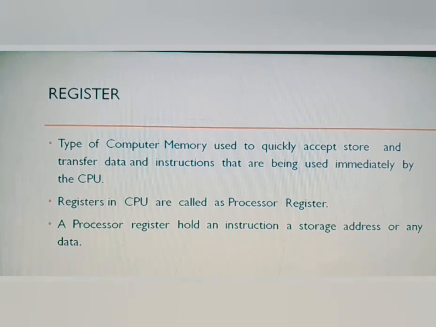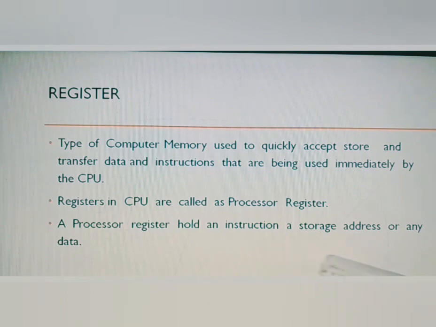So register, the register in the CPU, has another name, it is your processor register. It is also called your processor register. So what is the processor register going to do? It holds an instruction, a storage address or any data. It is going to have some instruction, storage address or some other data, that is for the purpose of processing.